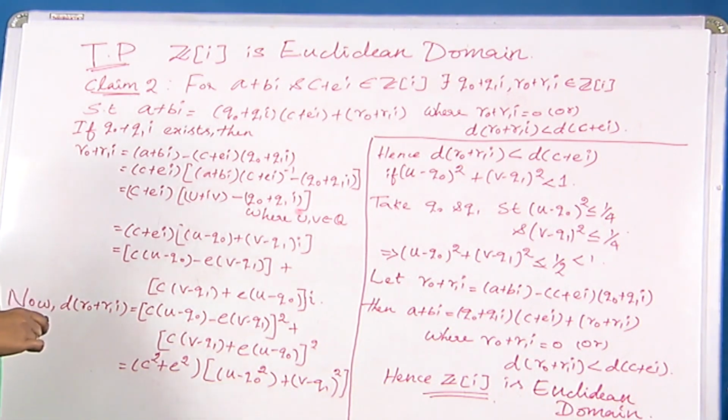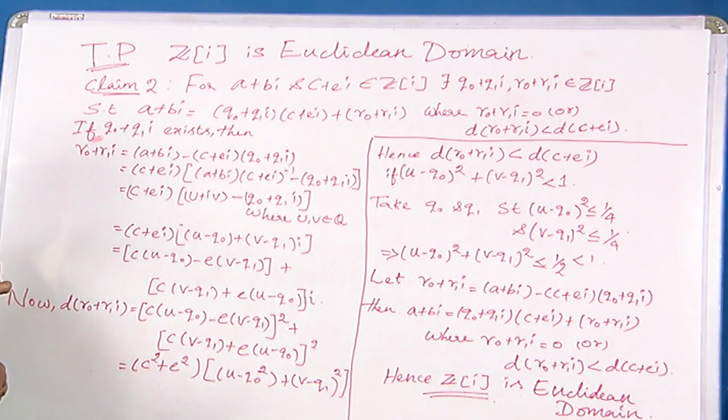Therefore, this u and v are going to be rationals, and q naught plus q1 I remains likewise, and here c plus ei times (u minus q naught). Again, I am only clubbing the numbers together. So, u and q naught, all the real values I am clubbing together and all the imaginary values I am clubbing together. That is equal to, now multiplying on the inside, it becomes c(u minus q naught) minus e(v minus q1) plus [c(v minus q1) plus e(u minus q naught)] I. Again, I only multiplied it on the inside and I have brought all the imaginary terms together and all the real terms together.